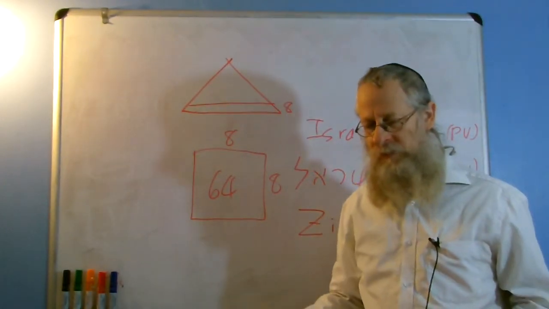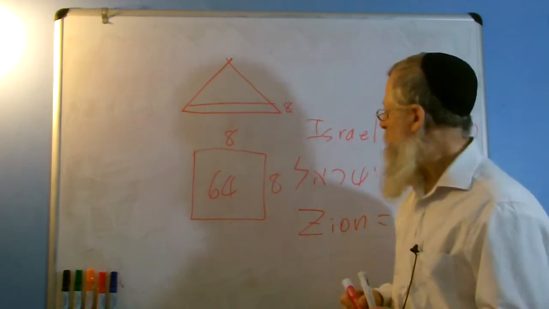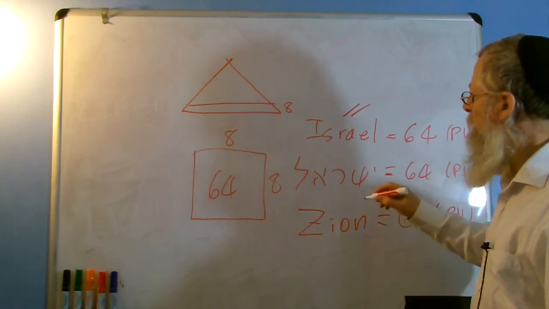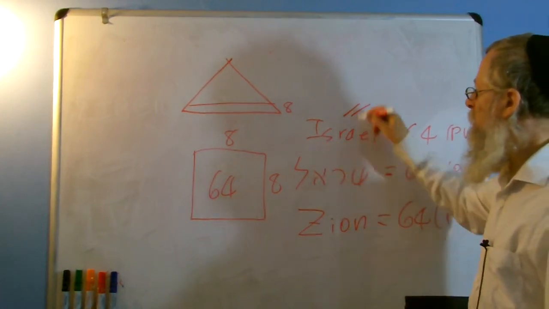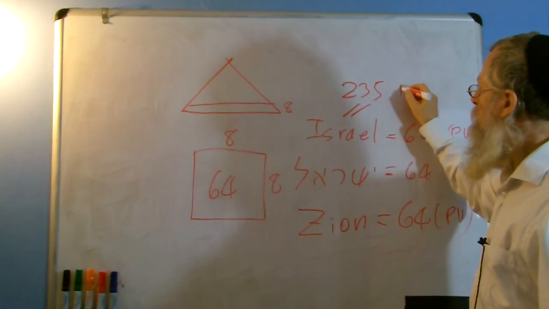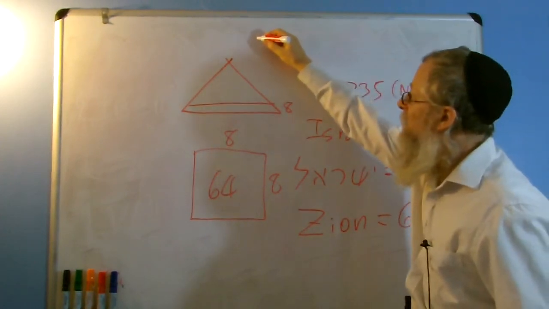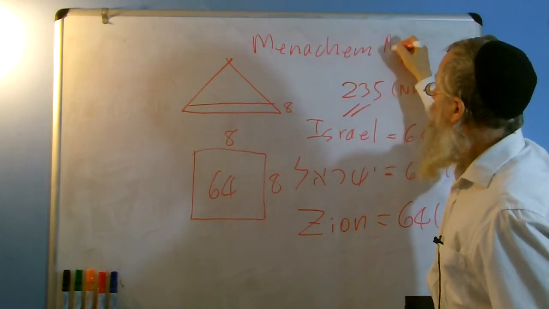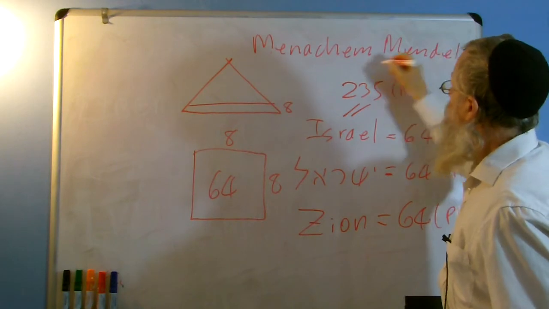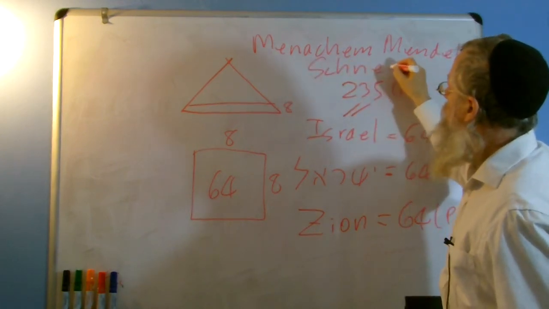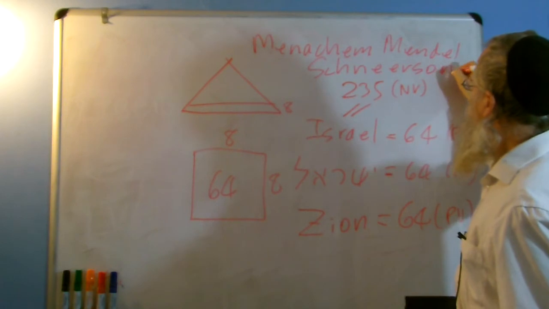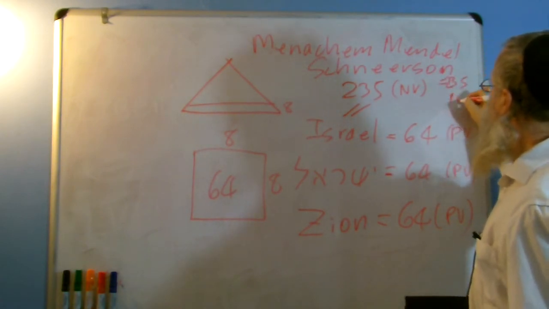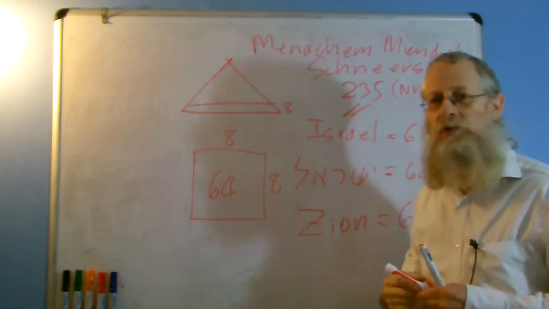Particularly the connection of the Messiah with Israel as well, because Israel is connected with the Messiah. And I'll explain to you the name of the Messiah. If I take the normal value of Israel, it's 235. That's the normal value. And we've had the Messiah's name, Menachem Mendel Schneerson, and that equaled 235 in the placement value.